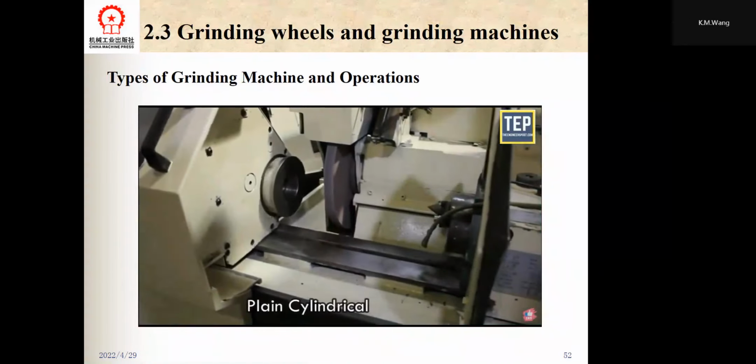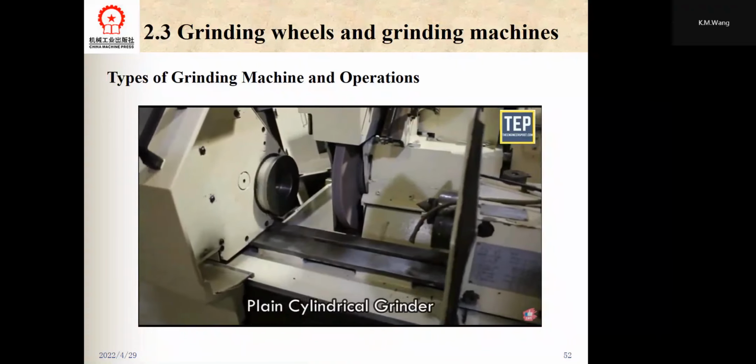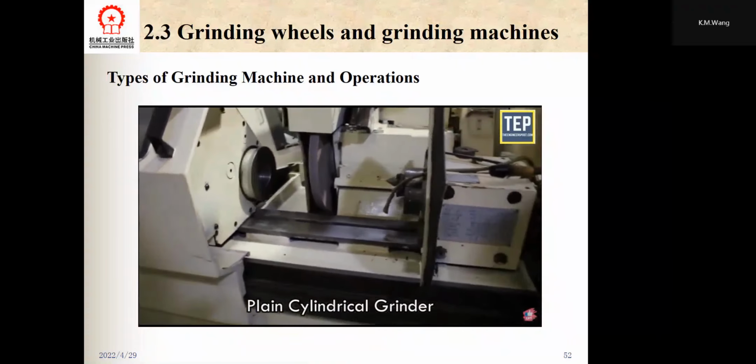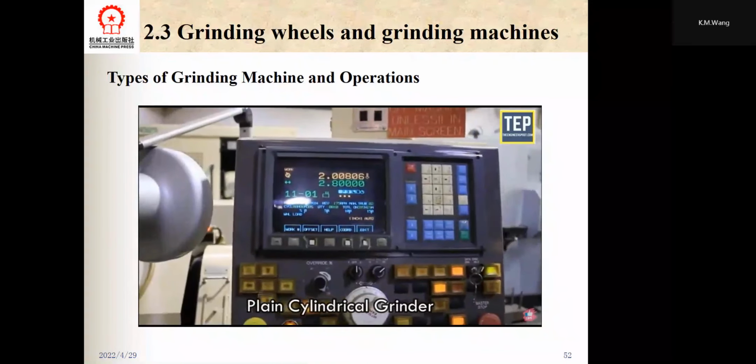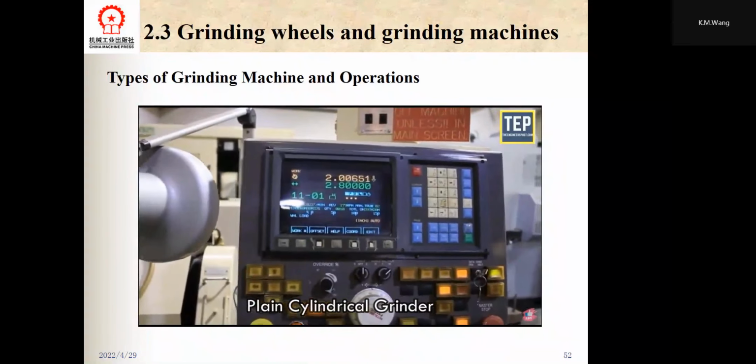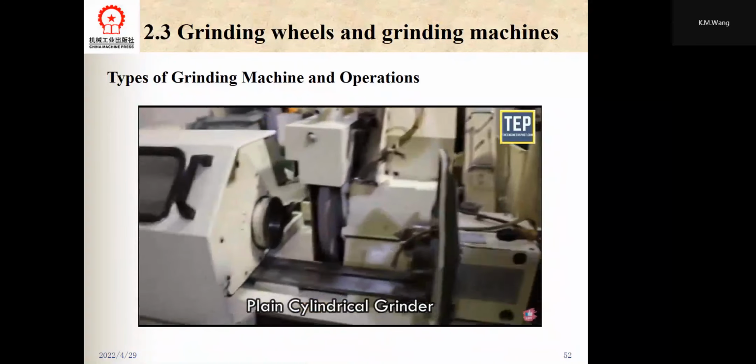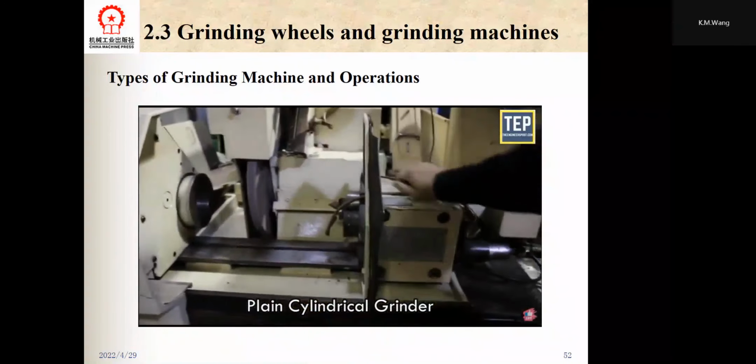Plain cylindrical grinder. In this type of grinder, the job is rotated in a chuck or center, and the entire cylindrical surface of the job is ground. Finishing of sleeves, pins, rods, taper pins, and other operations are done with this grinder.